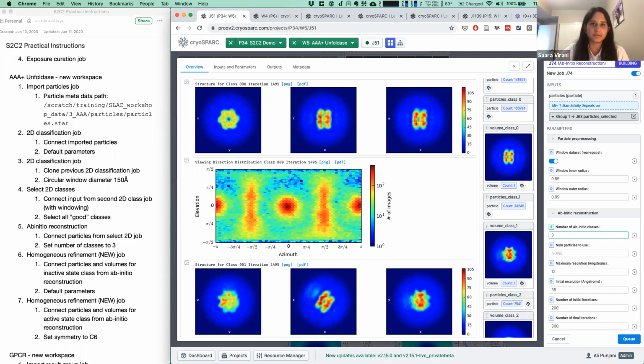In general, in the data processing, if we aren't sure about the symmetry of the given protein or complex, how can we find that out? Is there a computational way to do so?